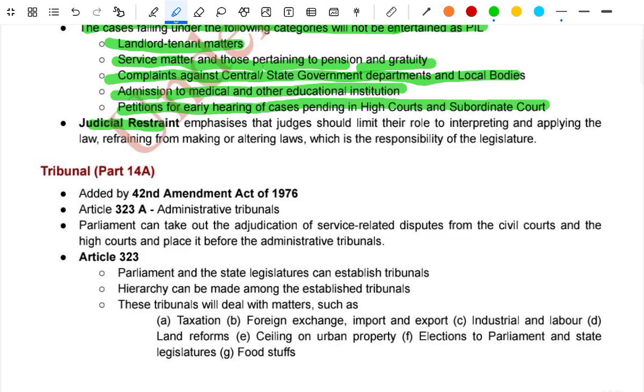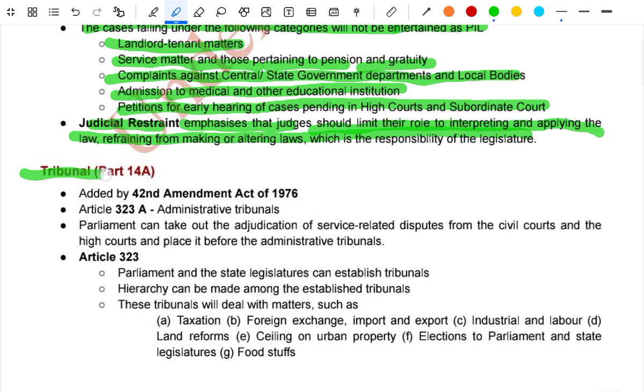Judicial restraint emphasizes that the judiciary and judges should limit their role to interpreting and applying the law, refraining from making or altering law, which is the responsibility of the legislature.